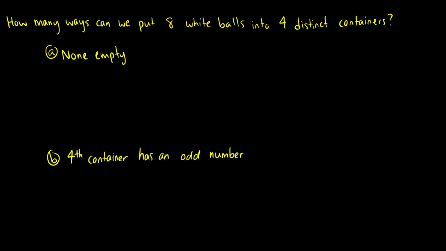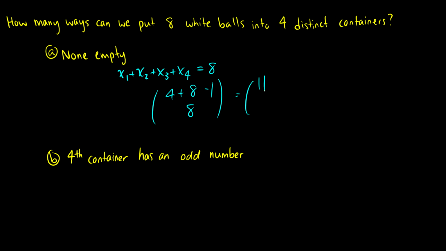And finally, we just had some integer solution problems, but we can also have word problems that are combinations with repetition. So how many ways can we put 8 white balls into 4 distinct containers, where none of them are empty? Well, we have 4 distinct bins, so that's our x1 plus x2 plus x3 plus x4, and we have 8 balls to distribute. So this is just this equation, and we know how to solve this equation. It's going to be 4 plus 8 minus 1, choose 8, which is the same thing as 11 choose 8.